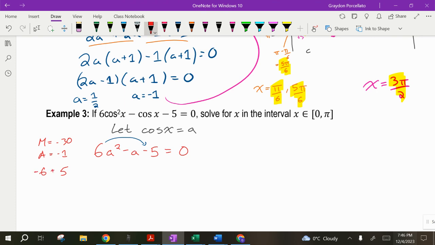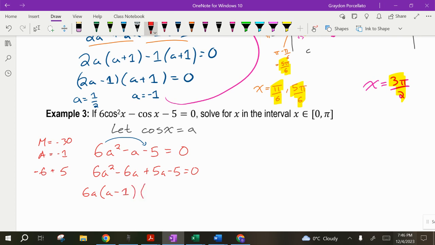Okay? So we're going to write 6a squared minus 6a plus 5a minus 5 equals 0. I'm going to common factor out a 6a here. That leaves us with a minus 1.